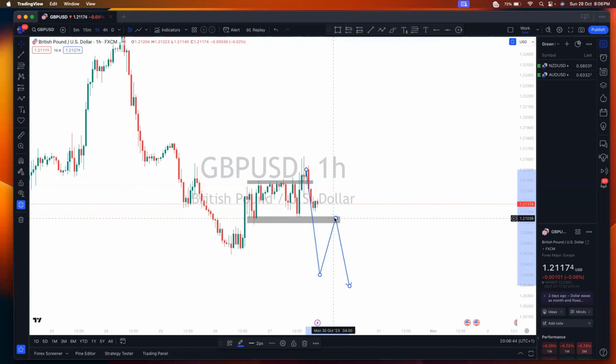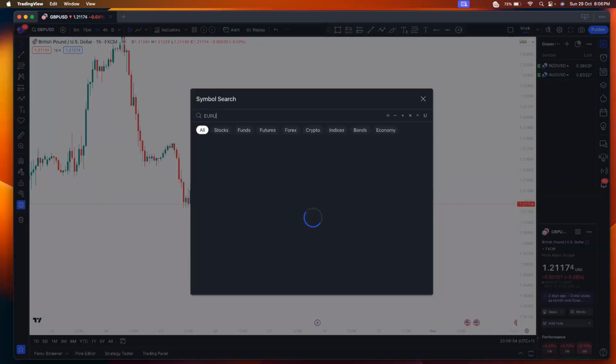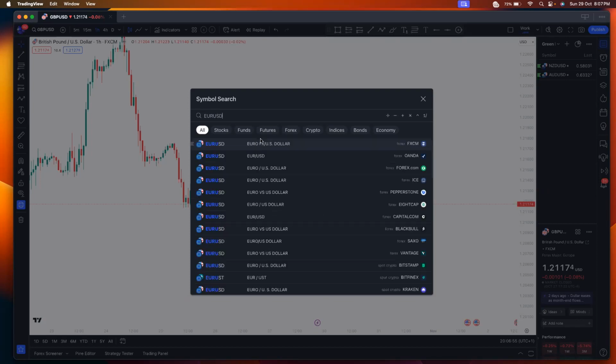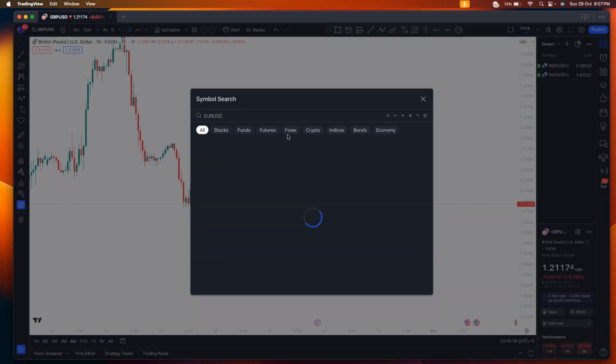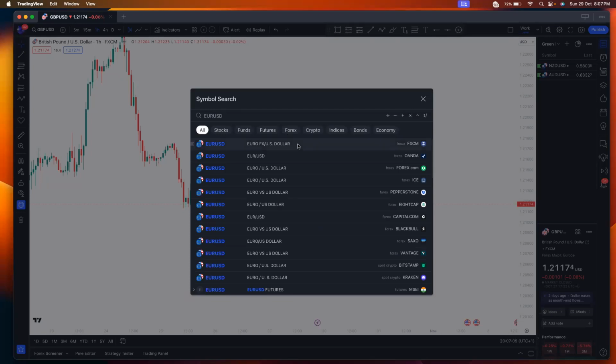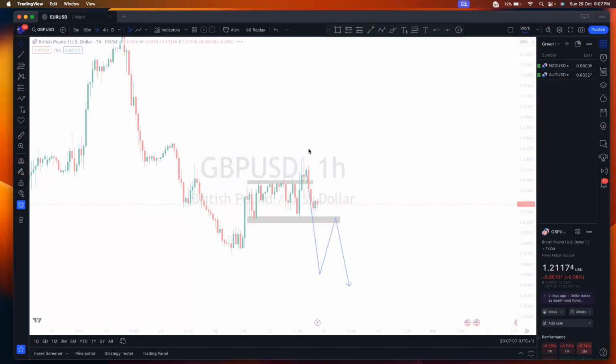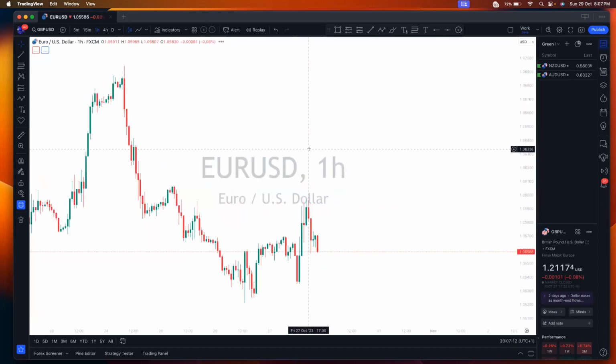So now let's take a look at another example. Let's say Euro USD from a scalper's perspective. For a scalper, we said that the time frames to use are the 1 hour time frame, the 15 minutes time frame, and the 5 or 1 minute time frame. So as a scalper, if I come to my chart, the first chart I want to go to is the 1 hour time frame.